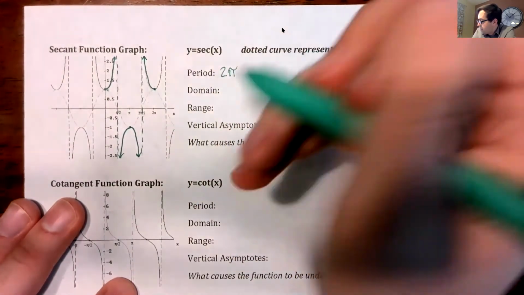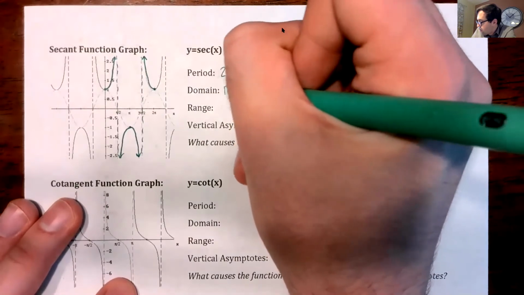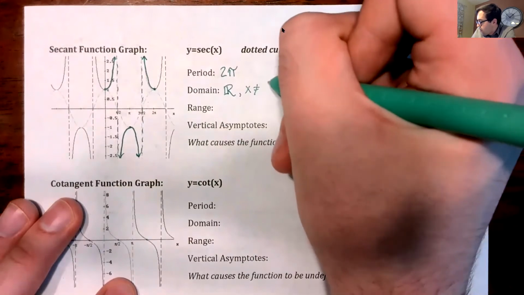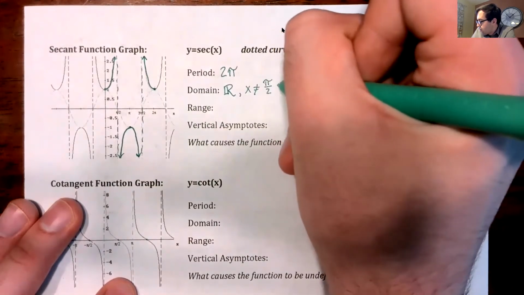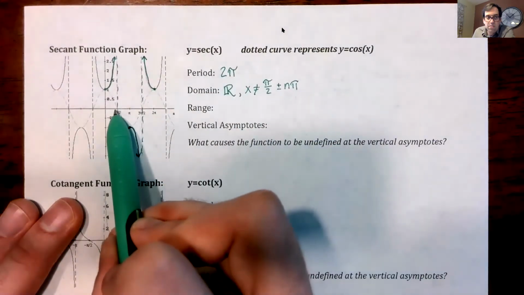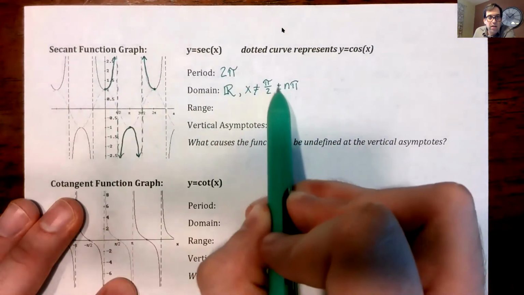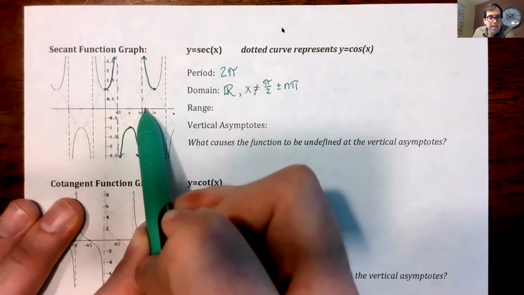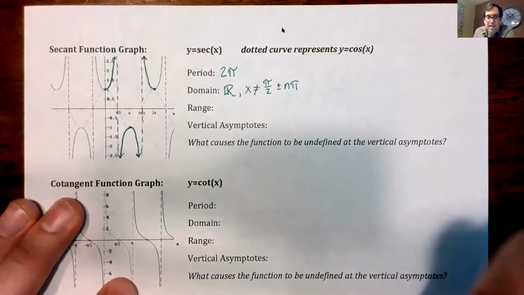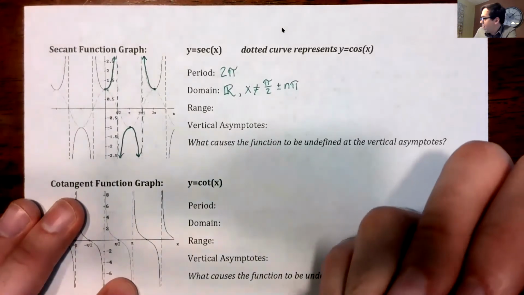The domain this time is going to be all real numbers, except pi over 2 plus or minus n pi. That's where I got that pi over 2 from earlier. So you can see the first asymptote's at pi over 2. We add or subtract any number of pi's, and we get to another vertical asymptote. Okay, so that's an easy way to account for all of those breaks in the domain.